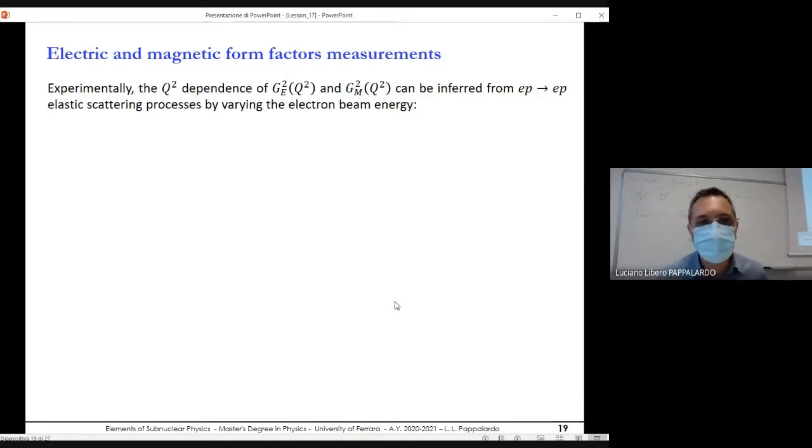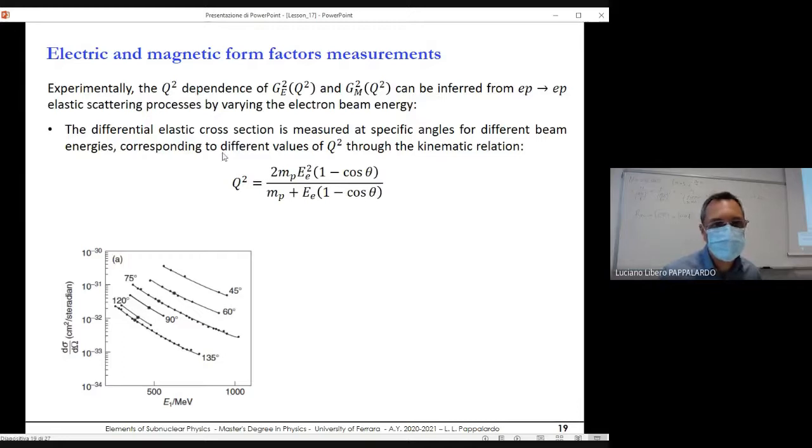Experimentally, the Q-squared dependence of the electric and magnetic form factors can be inferred from elastic electron-proton scattering by varying the energy of the electron beam. Let's see in which way. The differential elastic cross-section is measured at specific angles, like you see in the picture here, for instance at 75 degrees, but at different energies of the incoming electron. And different energies of the incoming electron correspond to different values of Q squared through this kinematic formula here.